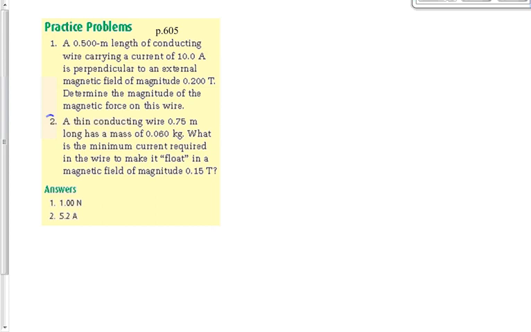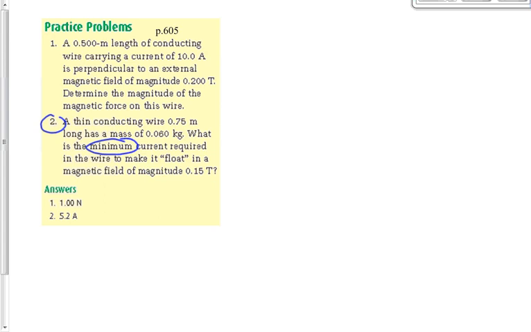Number 2 says a thin conducting wire 0.75 meters long has a mass of 0.06 kilograms. What's the minimum current required in the wire to make it float in a magnetic field of 0.15 Tesla? Hey, there's one word here I don't like. That's the word minimum. I don't think it's well used at all here. In fact, I know it's not well used at all.